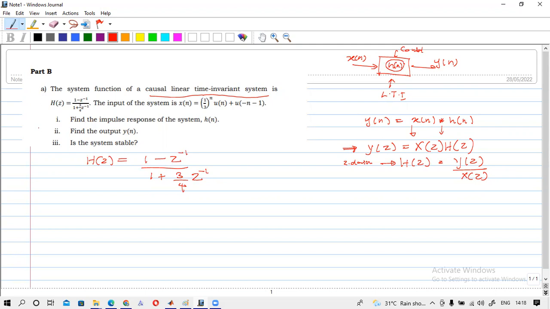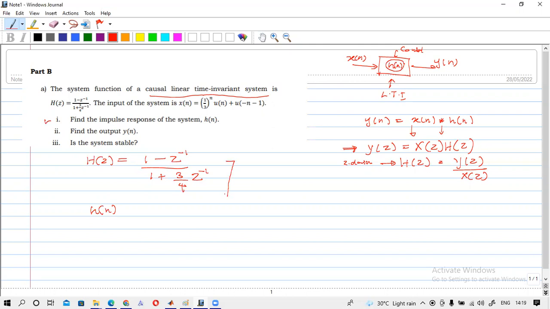So our first question is to find the impulse response of the system, h[n]. Do you have any idea how to do this? I think we have to find the inverse transform. Yes, you need to take the inverse Z transform. Good.